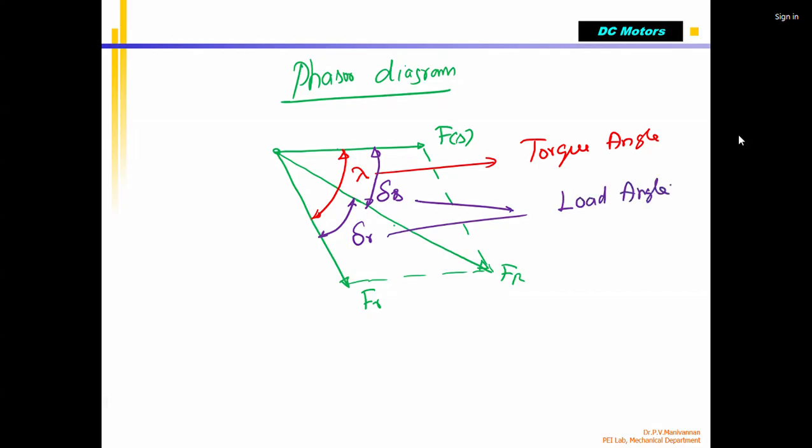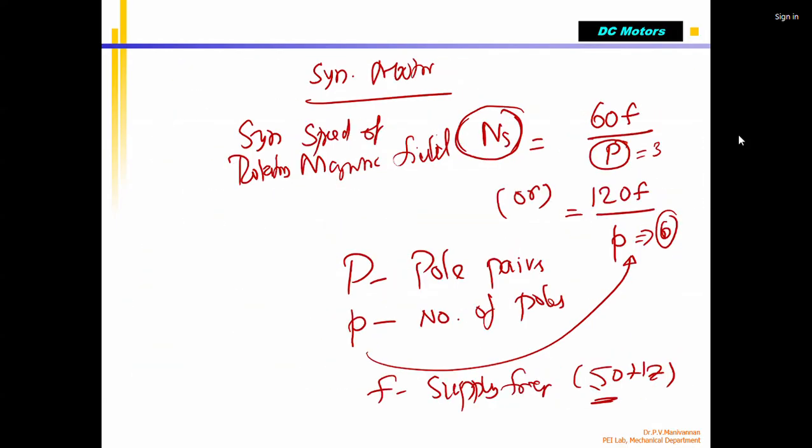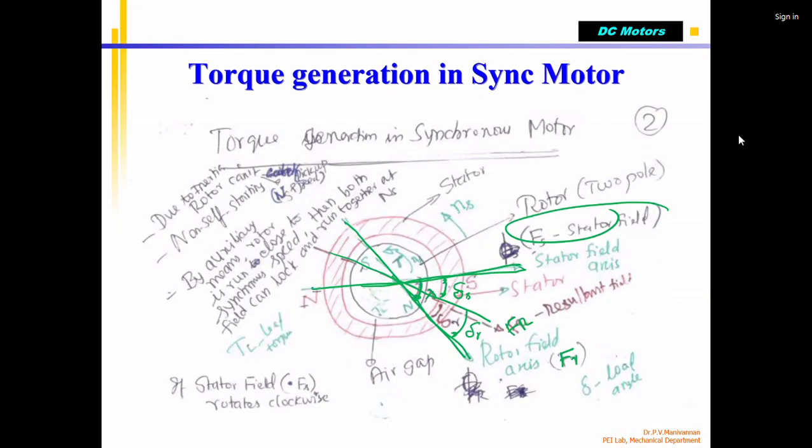Load angle means, as you know if you see the motor working, already we explained, the rotor is connected to a load. Correct? Because the load has a mass, there is inertia. So the rotor wants to rotate along with the rotor magnet. Correct? It is a magnet. The rotor is also a magnet. That magnet is locked with the stator magnet, and the stator magnet is rotating. It is a rotating magnetic field at synchronous speed, so it has to go. In that case, because of load, the rotor cannot catch up.